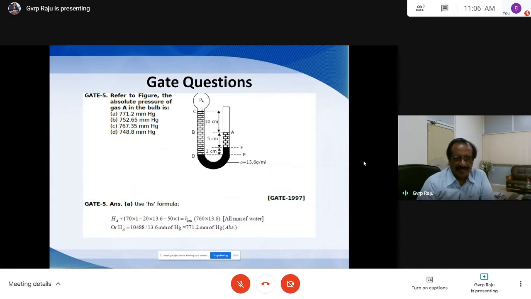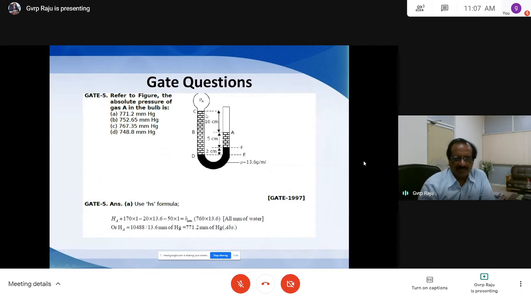So write the gauge equation here, earlier procedure. So the pressure head at A, HA. This is HA here. And the same liquid is continued up to here. So 10 plus 5 plus 2, 17. So 17 means 17 centimeters. He has taken in mm. So 170 mm into 1.